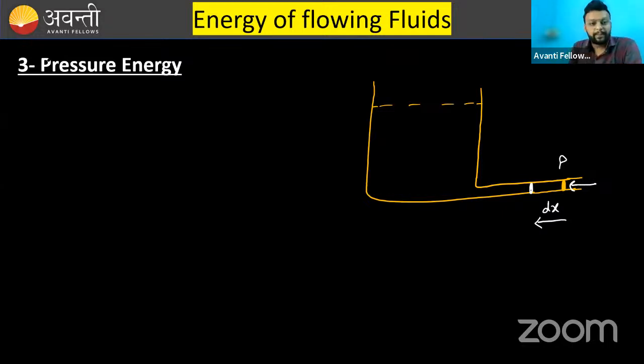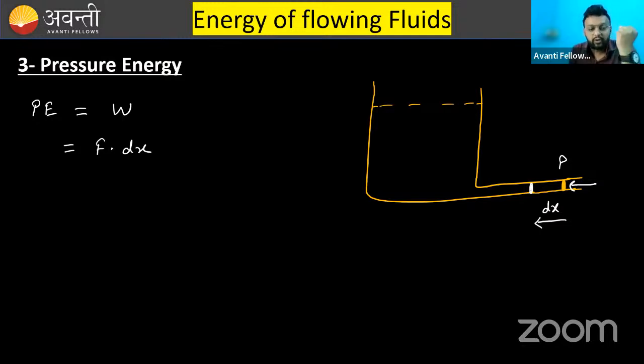So pressure energy, I will write it as pressure energy. Don't mistake it for potential. This is what pressure energy is, the work done. And how will you calculate the work done for this small displacement? Work done is what? Force into displacement. Clear?